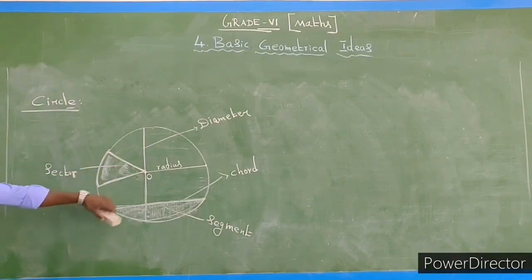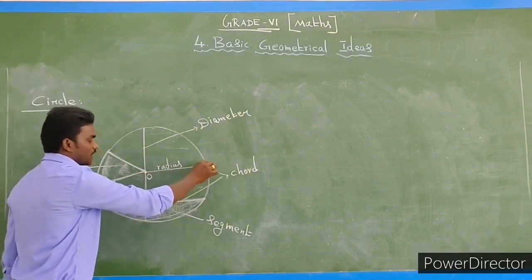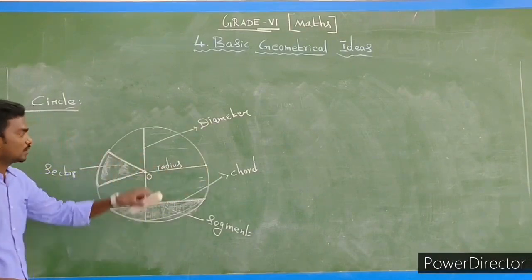So what do we call? O is the center of the circle, and the distance between any one point of the circle and the center of the circle is called what? Radius.